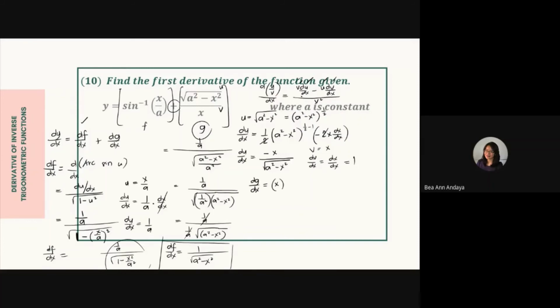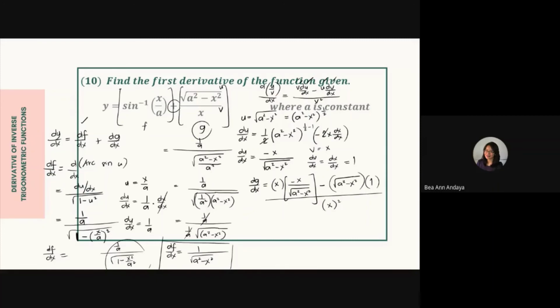Ano naman ang du all over dx? Yun yung nasolve natin kanina as negative x divided by the square root of a squared minus x squared. What else do we have here? We have to deduct the product of u and the dv all over dx. Ang u dito ay ito. Square root of a squared minus x squared. Ang dv all over dx naman ay 1. Simply 1. And all of this will be divided by the square of our denominator, or that is dx.